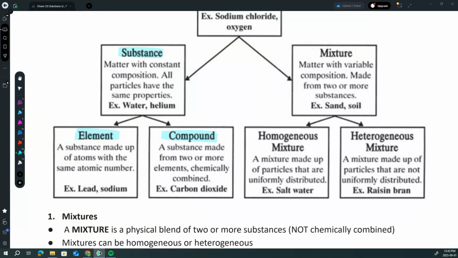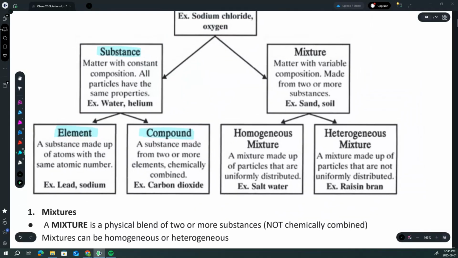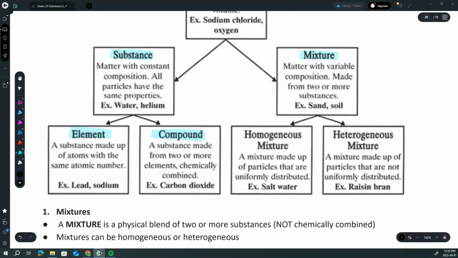Whereas a compound is a substance that's made from two or more elements which are chemically combined. Chemically combined means it's being held together by ionic bonds, covalent bonds, that sort of thing. Now with mixtures, matter can have a variable composition, so it can change throughout the substance, and it's made from two or more substances.